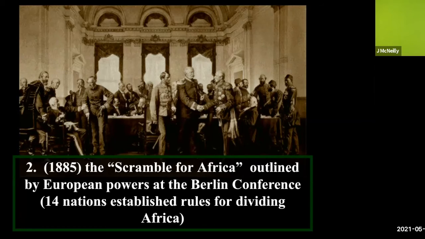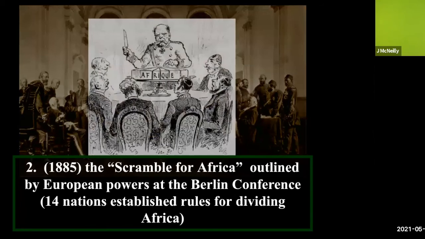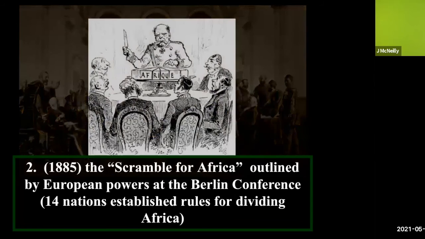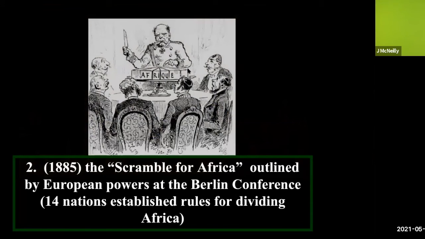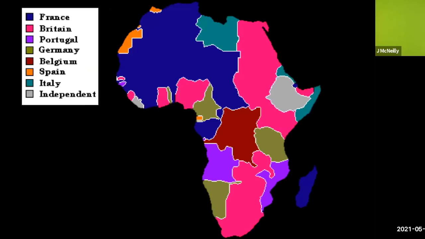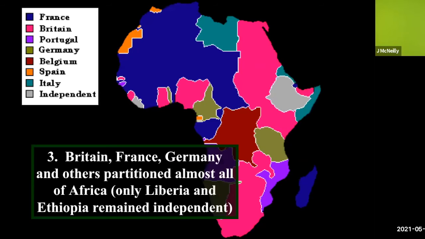So Britain, France, and Germany are going to carve up Africa. This is another political cartoon like the one that we saw with the spheres of influence in China. So remember that in new imperialism, instead of conquering the New World, they're going to colonize Africa and Asia. Okay, Britain, France, and Germany and other European countries are going to divide up almost all of Africa. The only areas that remain independent are Christian Ethiopia and Liberia.